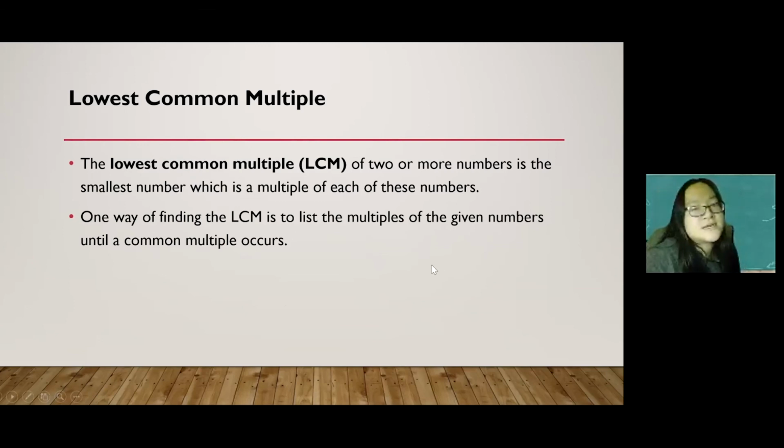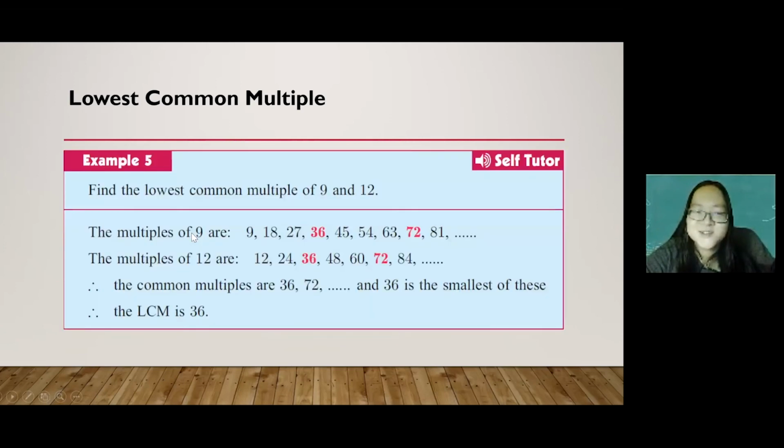One way of finding the LCM is to list the multiples of the given numbers until a common multiple occurs. So you could do that. So let's say find the lowest common multiple of 9 and 12. You could just keep listing the multiples until you see the same number, okay? So the lowest common multiple is 36.